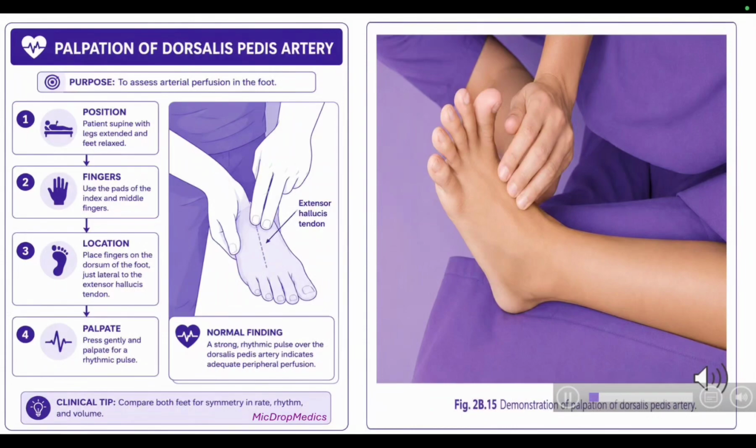And lastly, we have the dorsalis pedis pulse, which is located on the dorsum of the foot, just lateral to the extensor hallucis longus tendon. Note that this pulse is congenitally absent in about 10% of healthy individuals, so always cross-check it with the posterior tibial pulse.